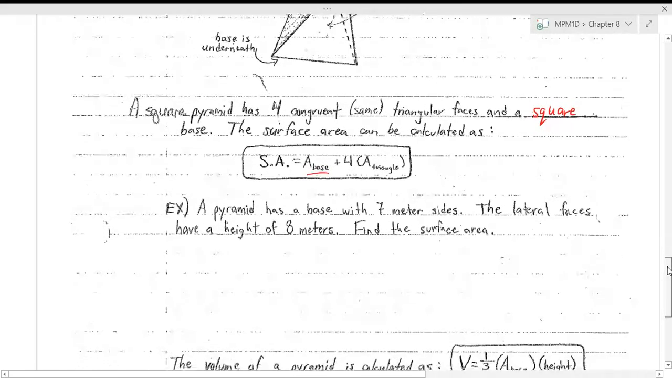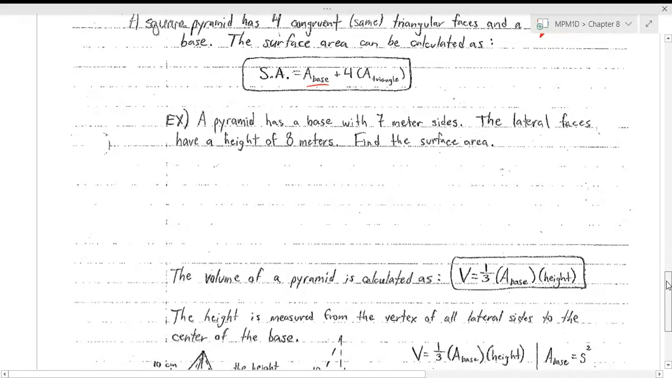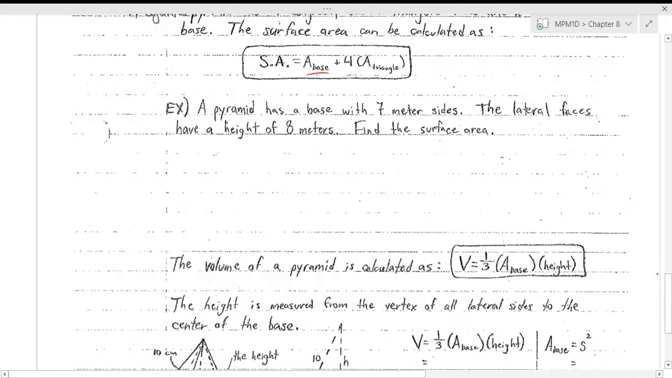So let's take a look at this. Now, in this case, we're not even working with a diagram. We've just got a description, and that's fine. So a pyramid has a base of 7-meter sides. The lateral faces have a height of 8 meters. Let's find the surface area. So first things first, always put the general formula. So we've got the area of the base plus 4 of those triangles.